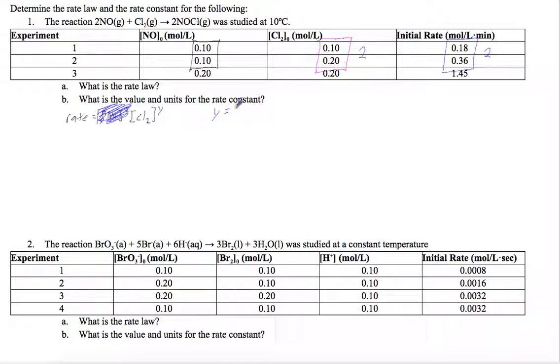So we have y is equal to 1. We can do the exact same thing for the nitrogen monoxide, except now we're going to look at the other two. And boy, I just didn't use enough colors, so we'll do green and red.